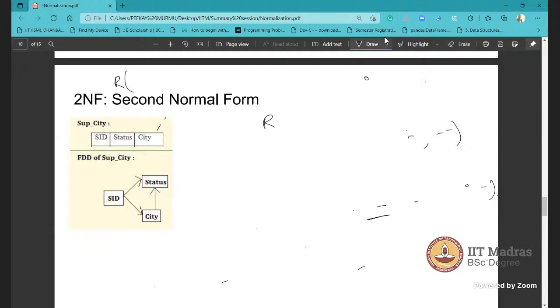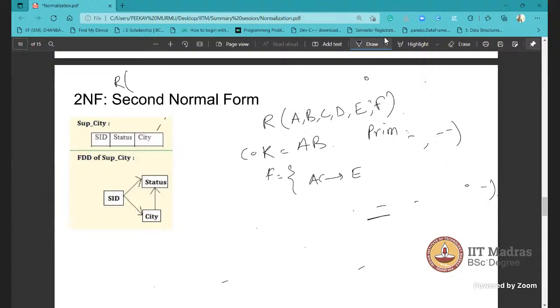Okay. What are the attributes? A, B, C, D, E, F. A, B, CDEF, right? Okay. So now let's say the candidate key is AB. So A and B are the prime attributes. So if there is a functional dependency stating AC determines E, AC determines E. Okay. So is this AC a non-prime attribute?